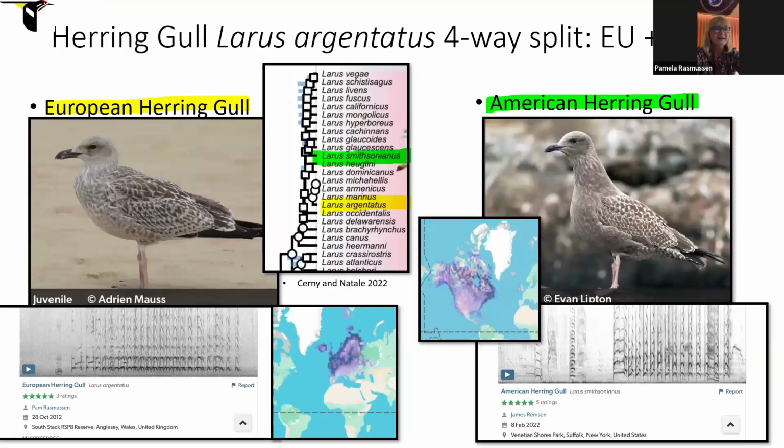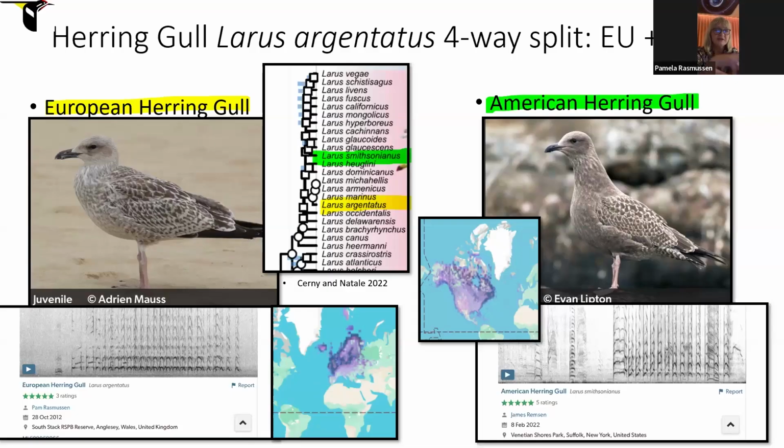And the biggie for a lot of people is the herring gull, one that a lot of people had already recognized before as a 2, 3, or 4-way split. We ended up with a 4-way split, and 2 of those are in Europe and North America. And these really had to be split because it turns out they're not each other's closest relatives.